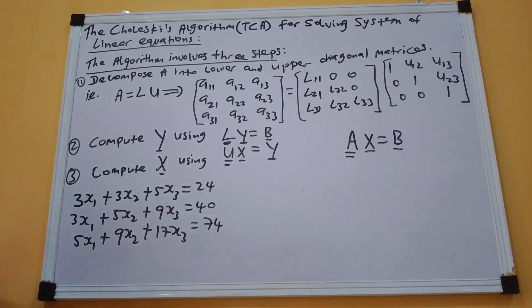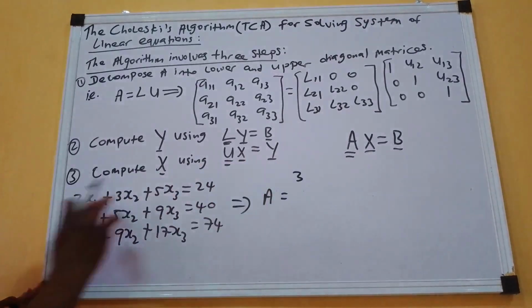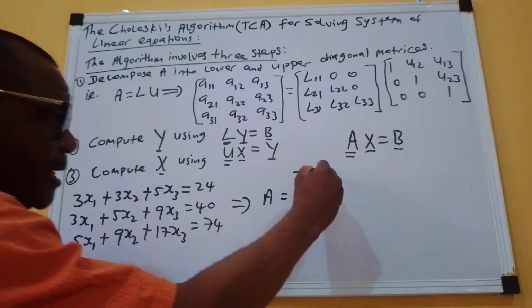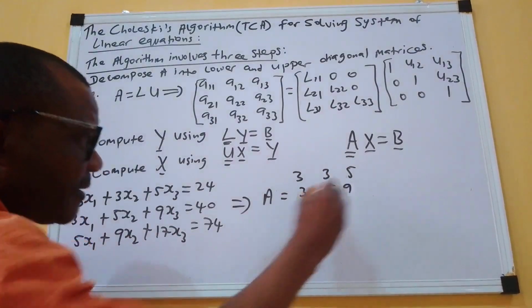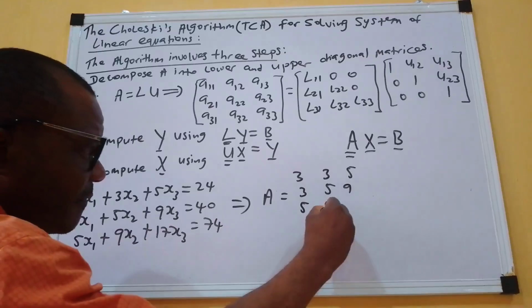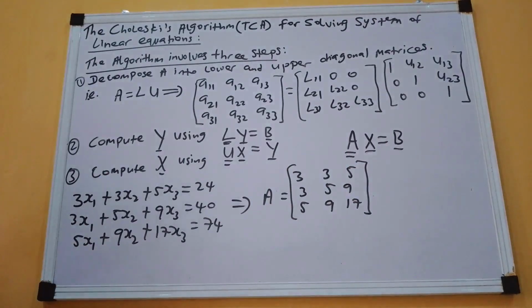The first thing we are going to do is to bring out our A. You write out the coefficients of the unknowns: 3, 3, 5, 3, 5, 9, 5, 9, and 17. So this will be our matrix A. Step 1 says we should decompose A into a lower triangular matrix and an upper triangular matrix.